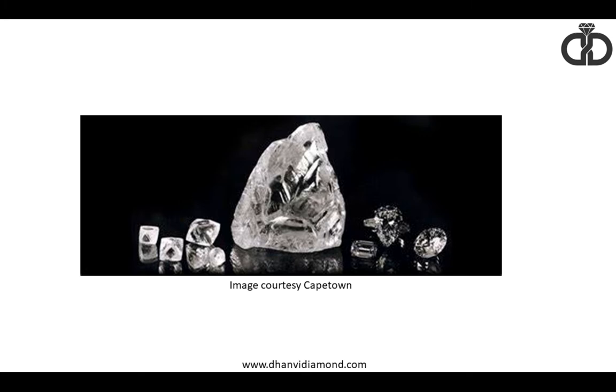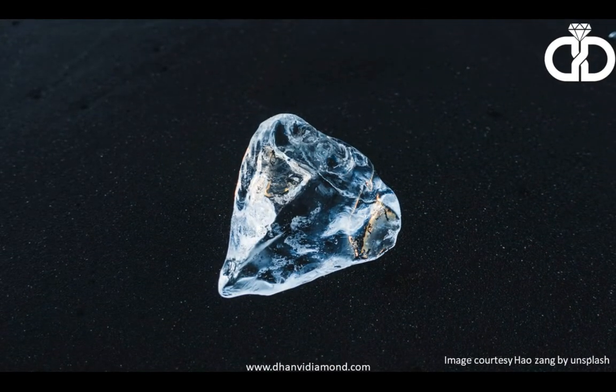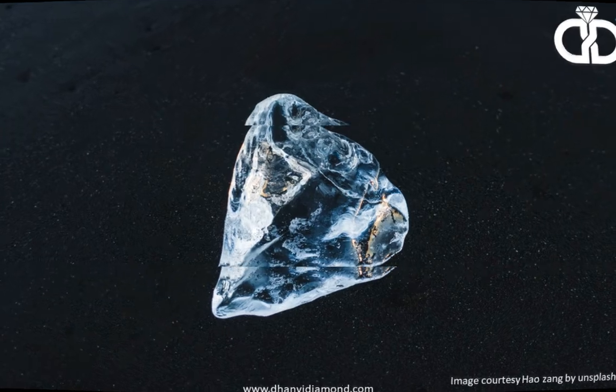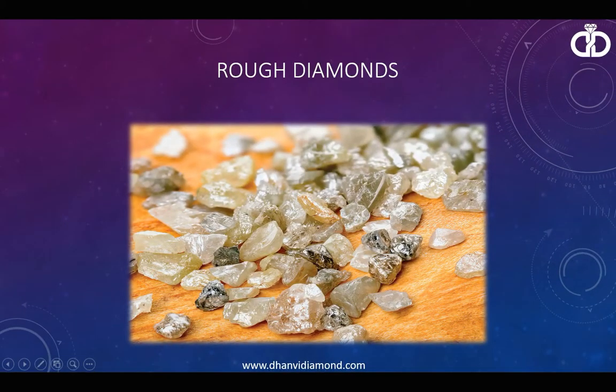If you understand the basic science behind diamonds, they are basically carbon in its purest form. If you see this picture, these are all different kinds of diamonds. They are basically in an octahedral shape. An octahedral shape can be defined as two pyramids facing each other back to back. This is typically the shape in which diamonds are found naturally.